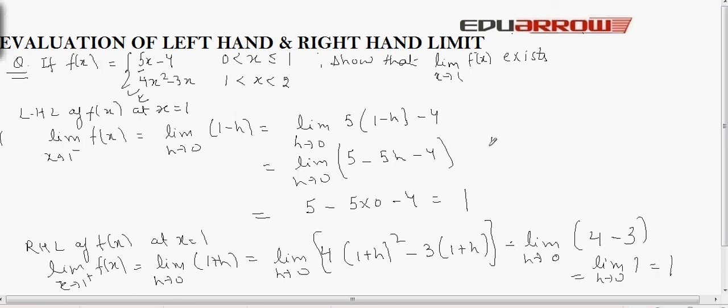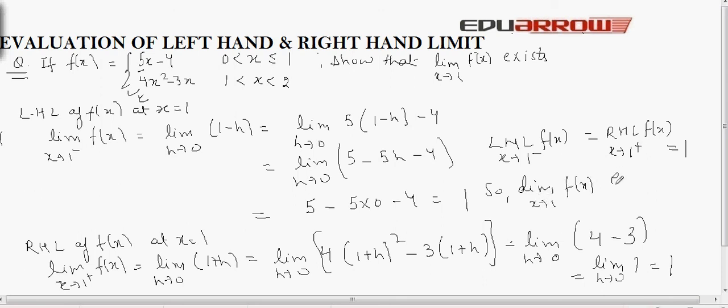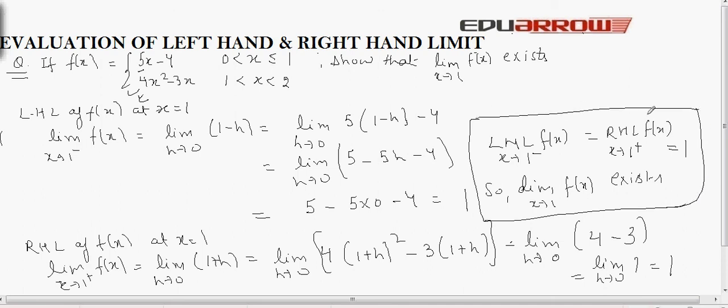We can see that the left hand limit of f(x) at x tends to 1 is equal to the right hand limit of f(x) at x tends to 1, which is equal to 1. So limit x tends to 1 of f(x) exists. So after calculating left hand limit and right hand limit, we can show whether this limit exists or not.